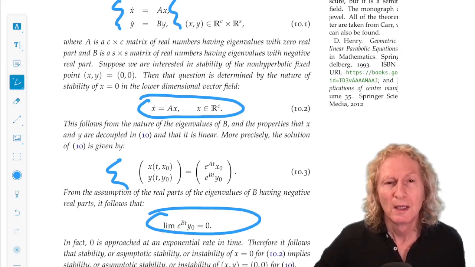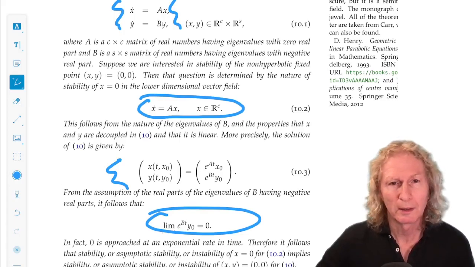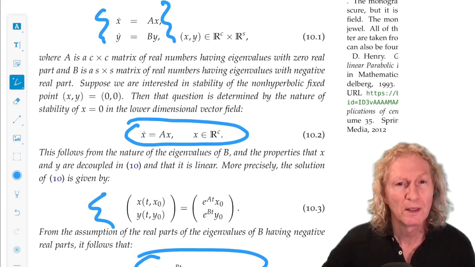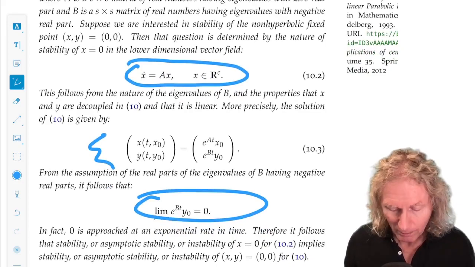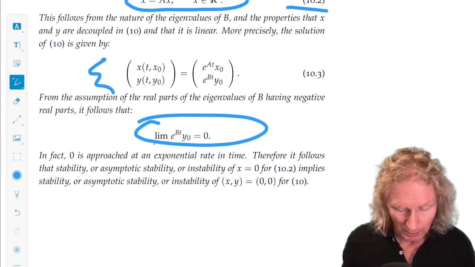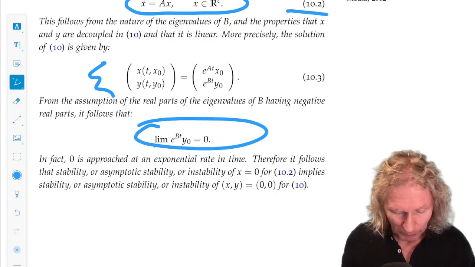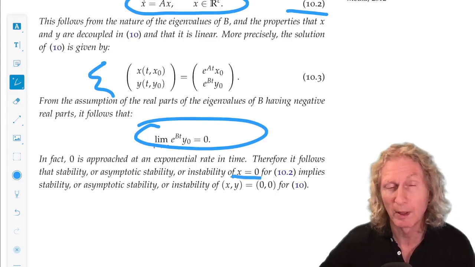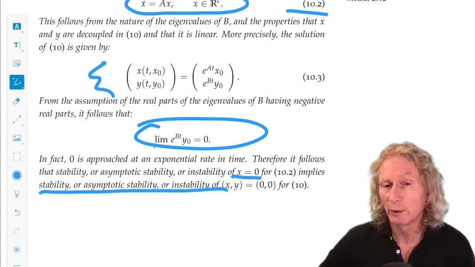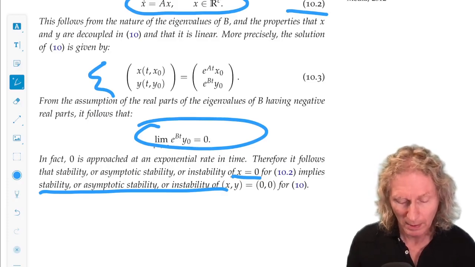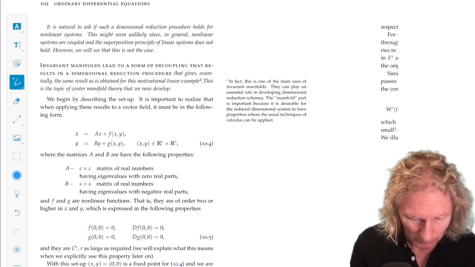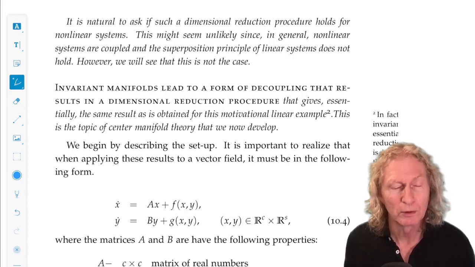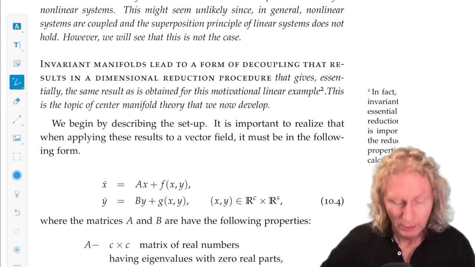Okay, so the idea is the y components of any solution are going to decay to zero exponentially fast. We know that. In fact, the system is decoupled, 10.1. So it makes sense that all we really need to study is this lower dimensional linear system in order to determine the nature of stability. In particular, stability, asymptotic stability, or instability of x equals zero in the lower dimensional system, x dot equals Ax, implies likewise for the full dimensional system, x dot, y dot. All right, now, it is natural to ask if we could generalize this type of dimensional reduction approach to nonlinear systems.